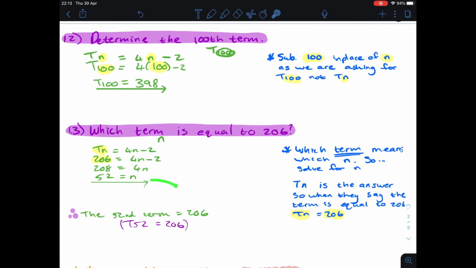So then I'm just going to end off in a nice way here. I'm going to say this is the 52nd term. So n is equal to 52, but the 52nd term is then equal to 206. So T52 is 206.